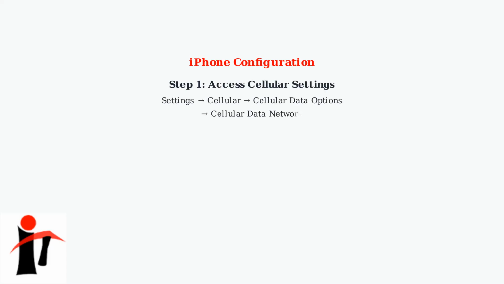Now let's configure APN settings on iPhone. The process is different, but equally straightforward. On iPhone, go to Settings, then Cellular, Cellular Data Options, and finally Cellular Data Network. Here you can see the iPhone settings menu and the cellular options. Navigate through these menus to reach the APN configuration.